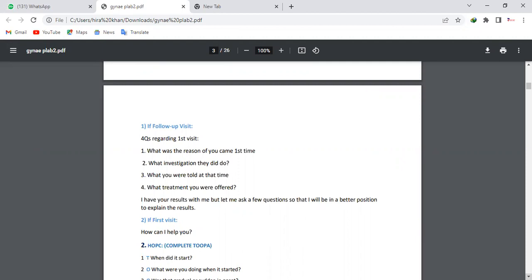What was the reason of your first visit? But again, if the symptoms have already been mentioned, and if you have already mentioned while paraphrasing that you presented with this symptom, do not ask this question again. But if you haven't mentioned it in the paraphrasing, ask the question.